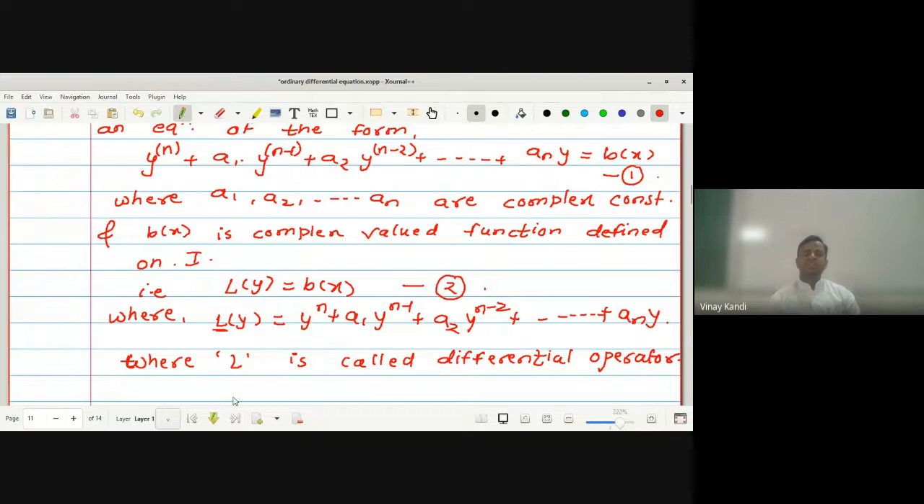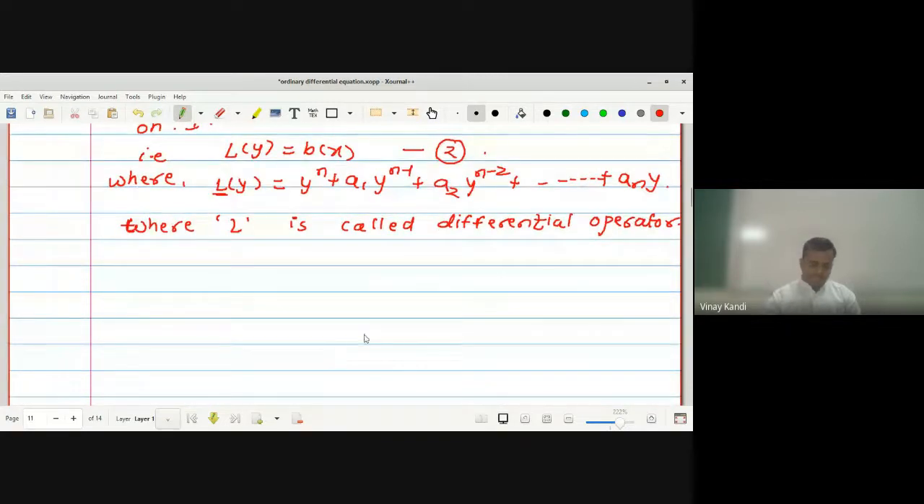Okay, so this is the definition of the nth order linear differential equation. Any doubt? What is this L of y? L is the differential operator, which is nothing but d raised to n upon dx raised to n, operated on y. Hence this is y raised to n plus a1 into the (n minus 1)th derivative, d raised to n minus 1 upon dx raised to n minus 1. So this L is the differential operator.